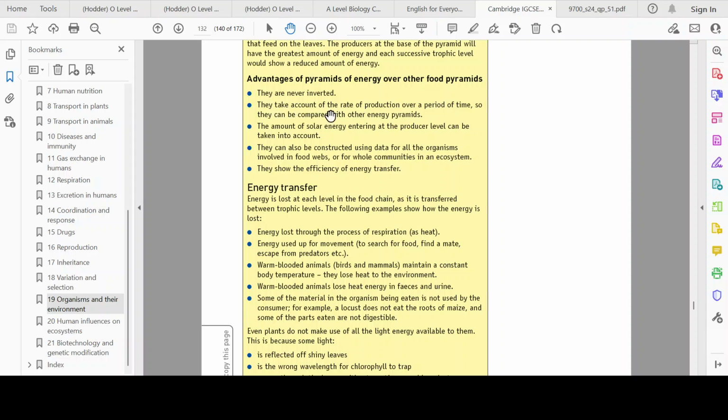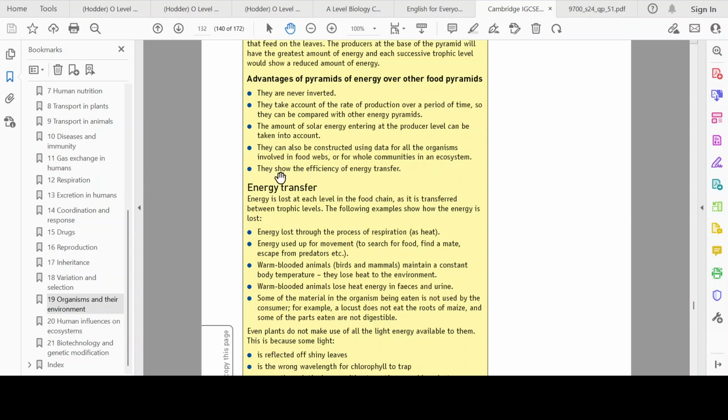It takes into account the rate of production over a period of time, so they can be compared with other energy pyramids. The amount of solar energy entering at the producer level can be taken into account. They can also be constructed using data from all the organisms involved in the food web or for the whole community in an ecosystem. So you can do a large scale pyramid of energy.